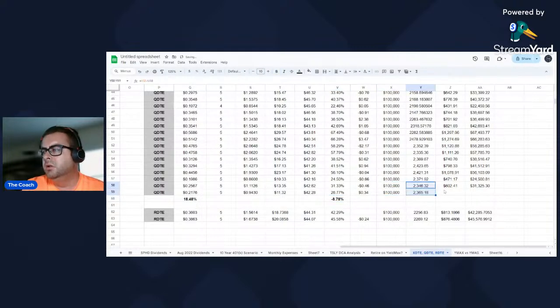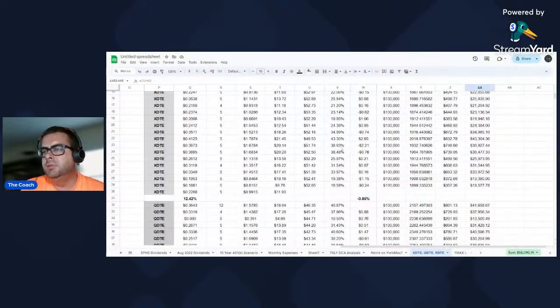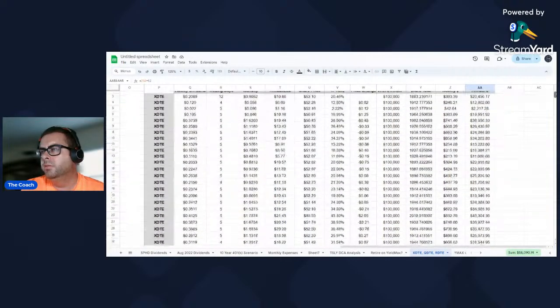On $100,000, this is the number of shares we would get. 515 for the week. For the year, 26,765. And then last but not least, we're back at the top here.